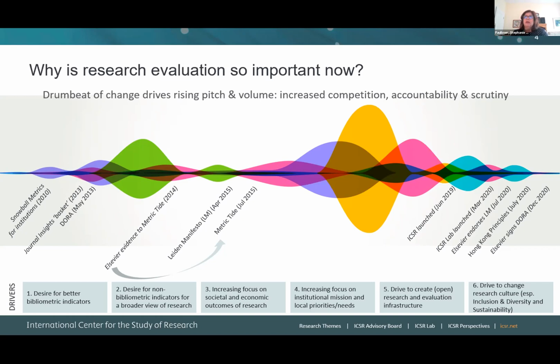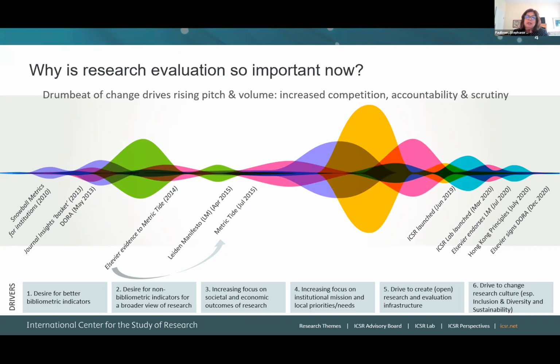So it's not, 3 is on a global scale, and 4 is really at a local level. How does research and research assessment make an impact? And driver 5 talks about open research and evaluation infrastructure. And we're going to touch upon that in just a second as well.